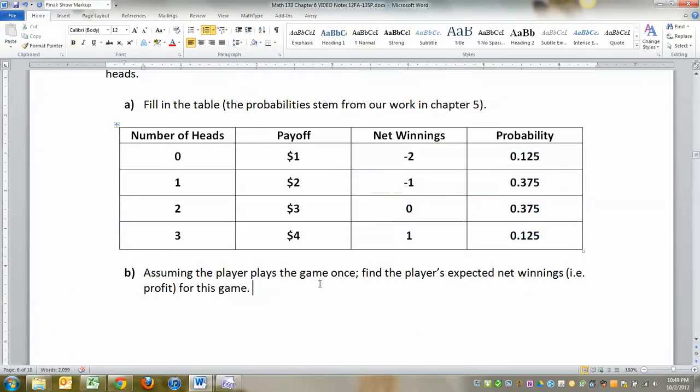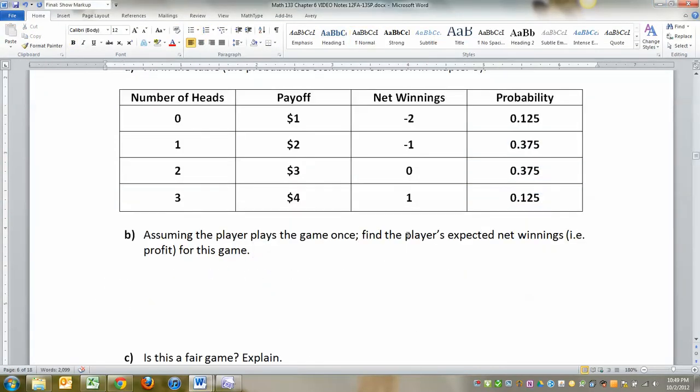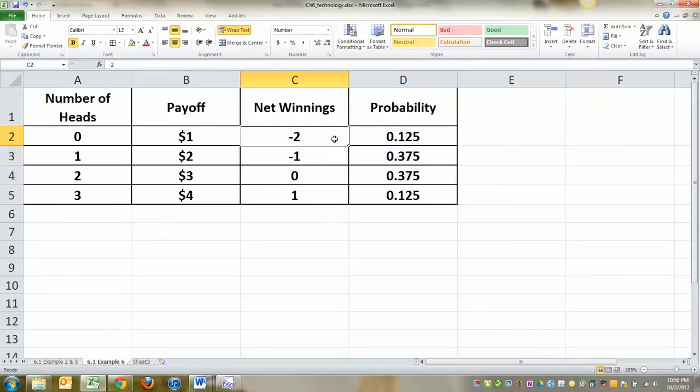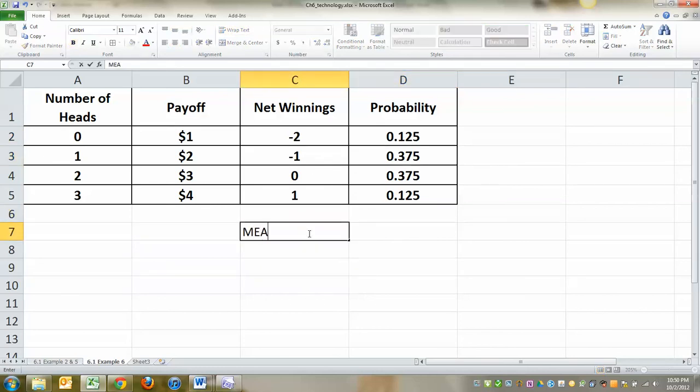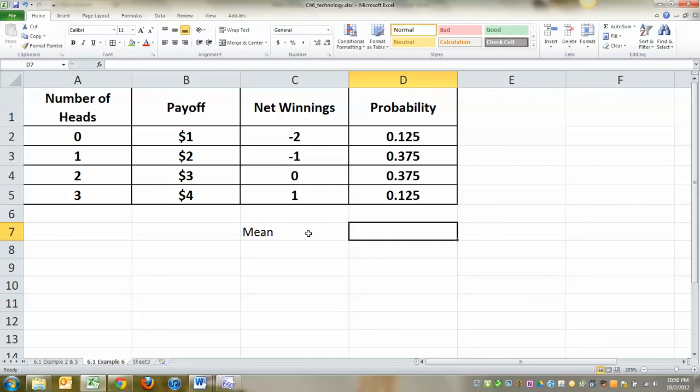Okay. Now, assume that the player plays the game once. Find the player's expected net winnings, or the profit, of this game. See that word, expected? See it right there? They want you to find the mean. So we need to find the mean. That would be the expectation, the expected value. Luckily for us, we know how to do that in Excel. Although if you didn't have Excel, it's the same idea. You multiply each, this -2 times this probability, this -1 times this probability, and so on. And then you add them up. So it's not exactly hard to find. But we are going to use Excel because we can, at least for this portion.